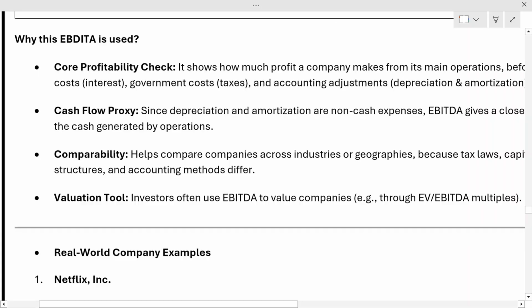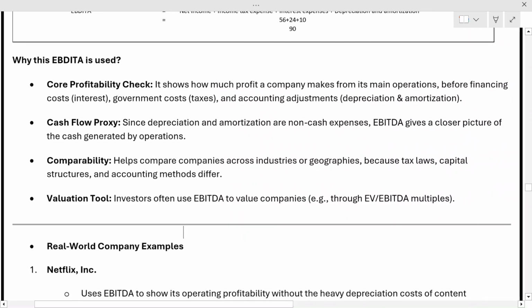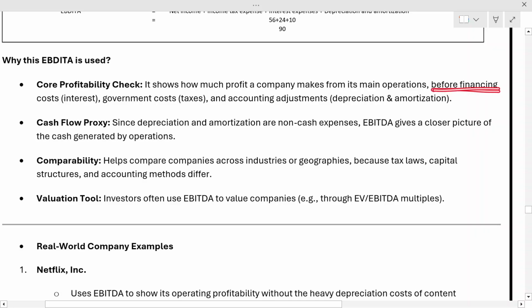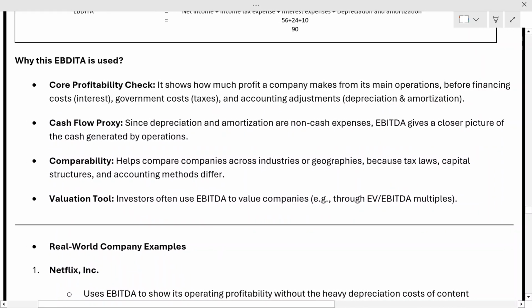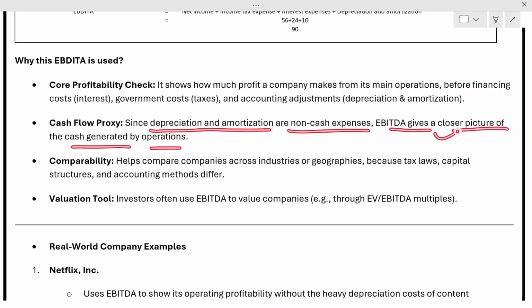So why is EBITDA used? EBITDA is used to check the core profitability. It shows how much profit a company makes from its main operations before financing, because we don't consider the interest expenses here, before government costs, taxes, and before any depreciation and amortization. So this is the real earnings people focus on. Then it helps as a cash flow proxy as well, since depreciation and amortization are non-cash expenses. EBITDA gives a closer picture to cash generated by operations, because it shows something very near to cash.